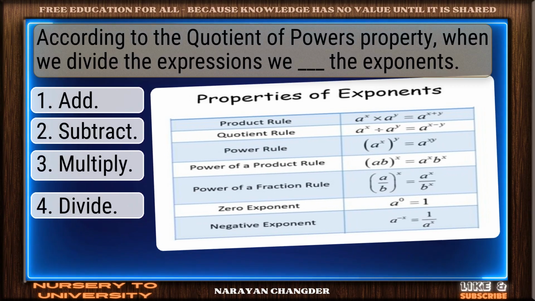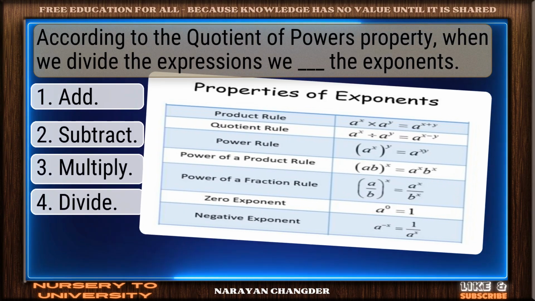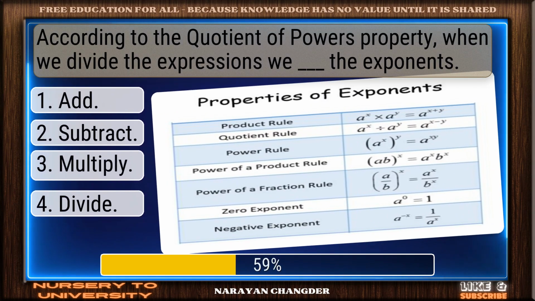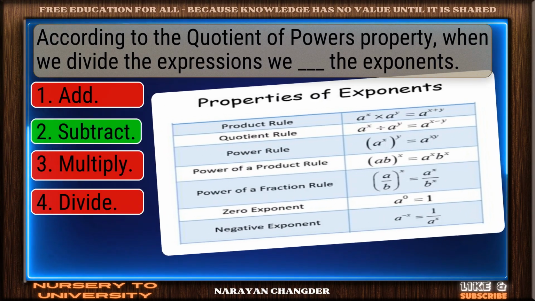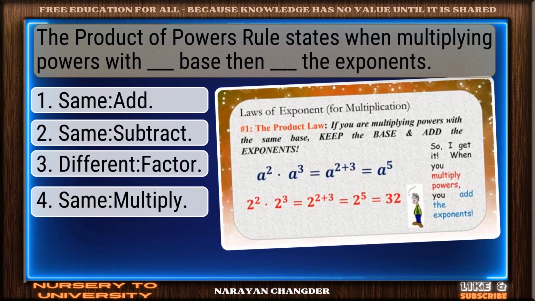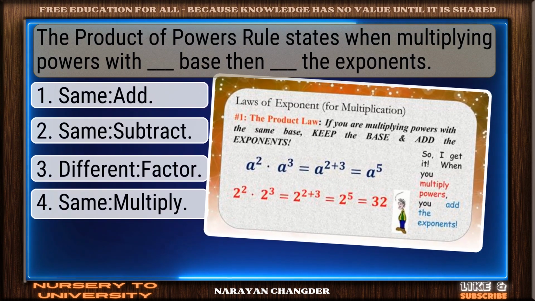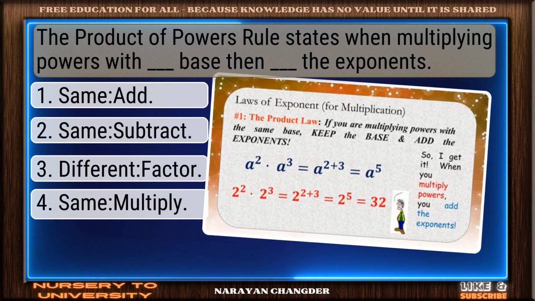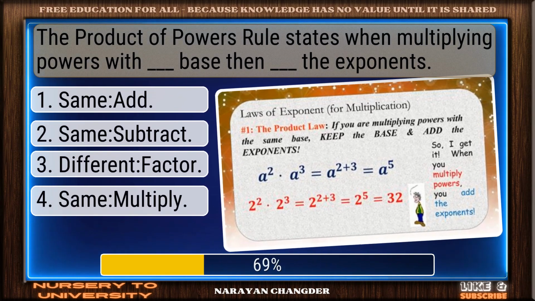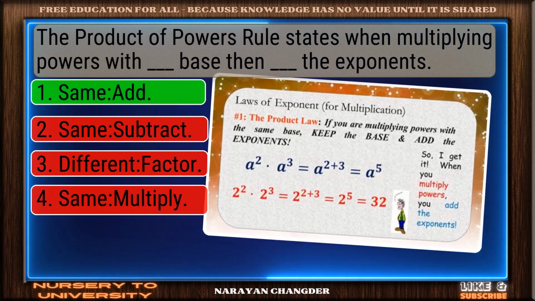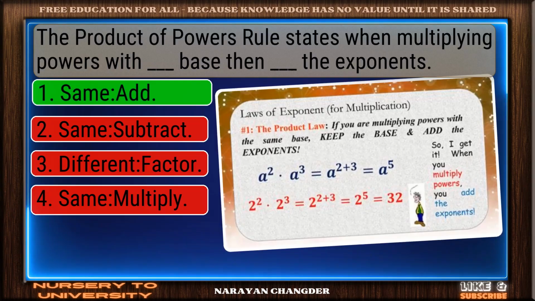According to the quotient of powers property, when we divide the expressions, we dash the exponents. Excellent. Subtract is a brilliant choice. The product of powers rule states when multiplying powers with dash, base then dash the exponents. Nice work. You chose same. Add and it is correct.